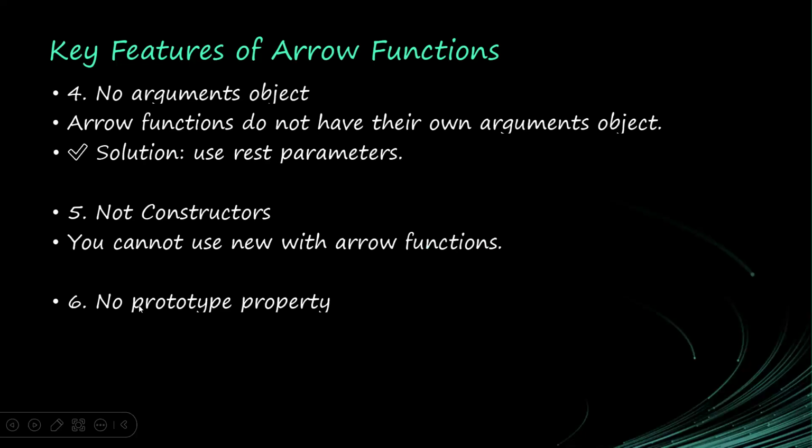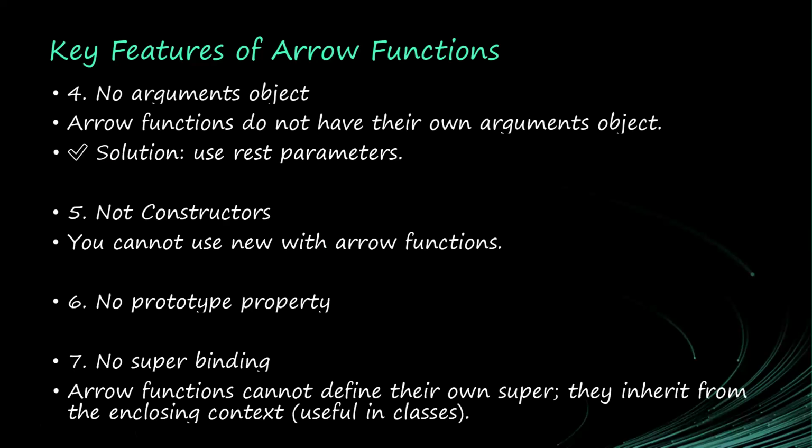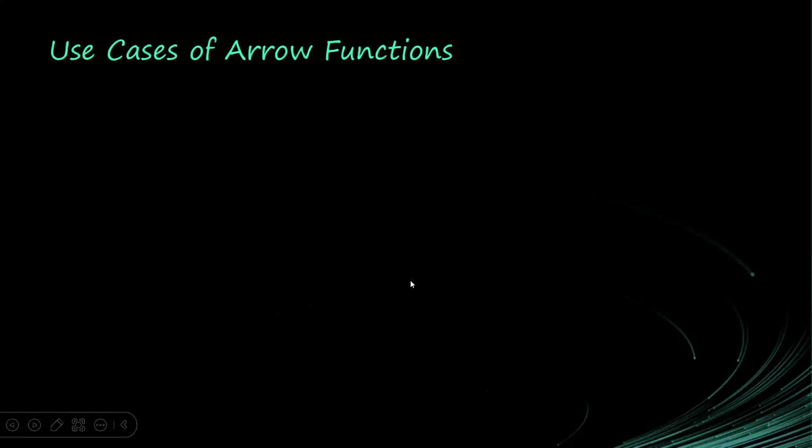It does not have its own prototype property. Arrow functions don't have their own prototype property. You don't even need to bother about what prototype is at this stage. Don't bother about it because it's very, very confusing. Okay. They don't have any super binding. This has to do with classes and inheritance. Arrow functions cannot define their own super. They inherit from an enclosing context, useful in classes. So you always have this thing when we are working with classes.